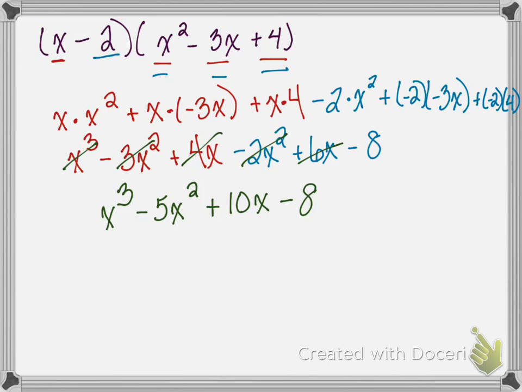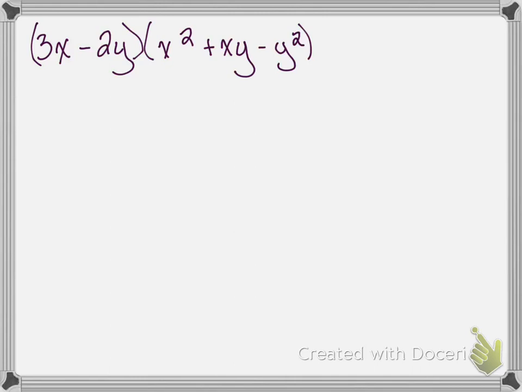Okay? So let's try another one. So here what I have is 3x, and I'm going to multiply that times x squared, xy, and -y squared. And then I have -2y, and I'm going to multiply that times x squared, xy, and -y squared.